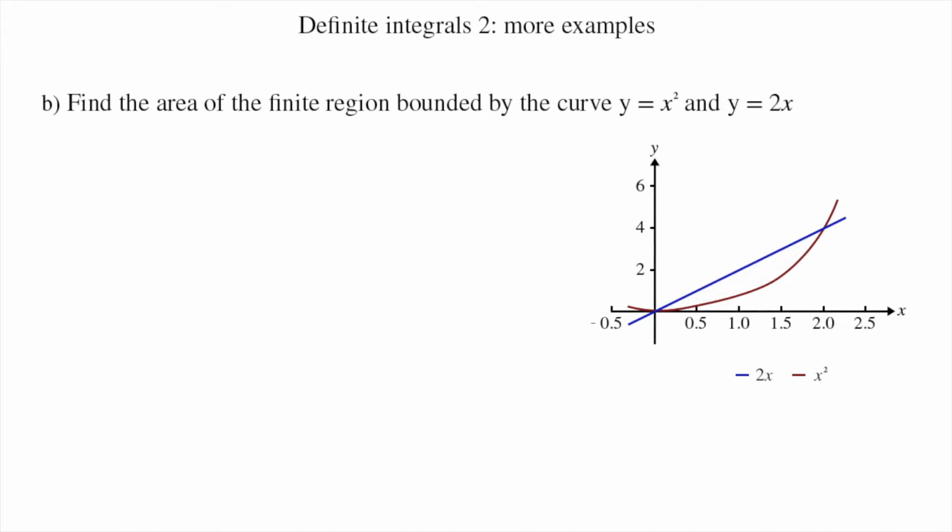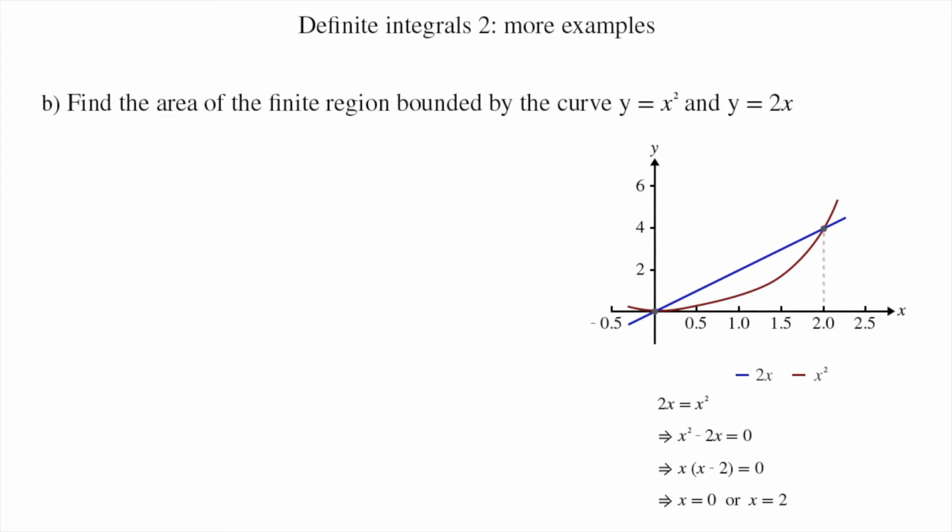The first thing to do is to find the 2 points where these curves intersect, since then we'll know at which x points this region starts and ends. So we must set 2x equal to x squared and solve. Rearranging gives x squared minus 2x equals 0, giving x times x minus 2 equals 0. So the solutions are x equals 0 and x equals 2. So that's these 2 points here and here.